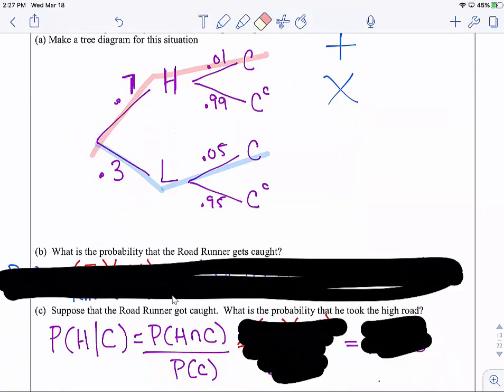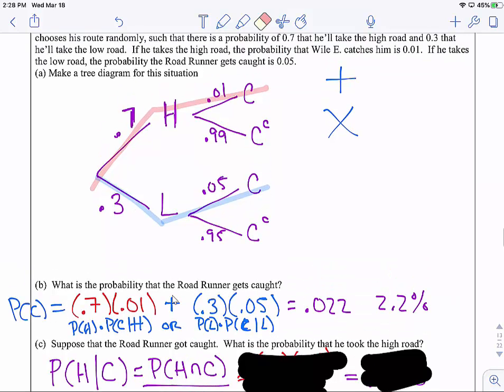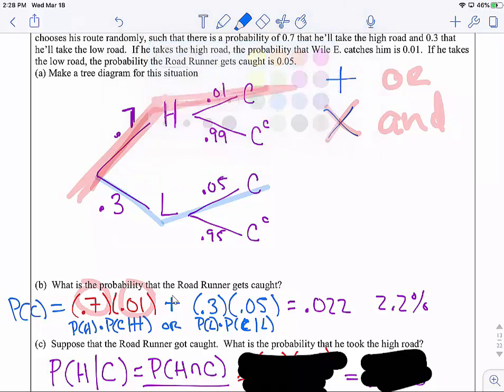Okay, what is the probability that the Roadrunner gets caught? Okay, so there are two ways that he could get caught. He could get caught using the high road, so 70% chance that he takes the high road times 0.01 that the Roadrunner gets caught, 0.7 times 0.01 because it's high road and caught. And remember when you're saying and, that is multiply, or, which means plus, he could take the low road and get caught. So that is where I got that 0.022 or 2.2%. And that overall is the probability of being caught.